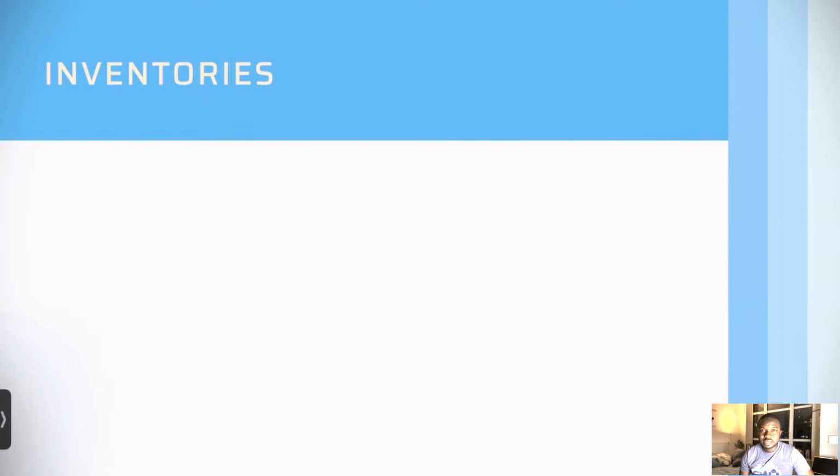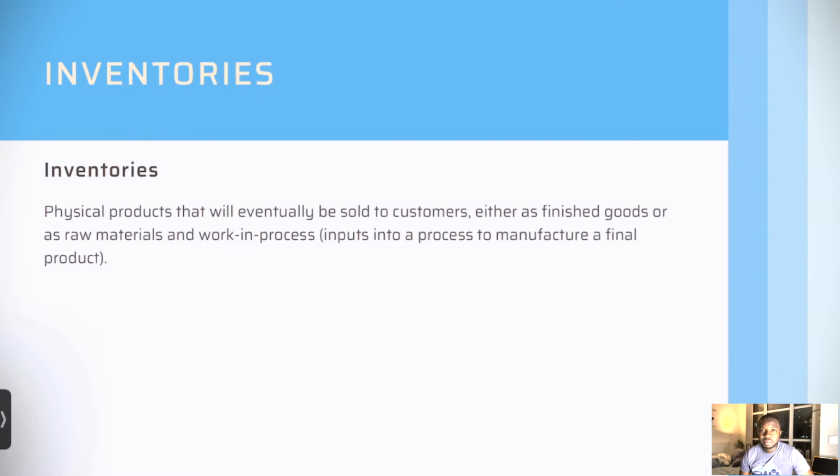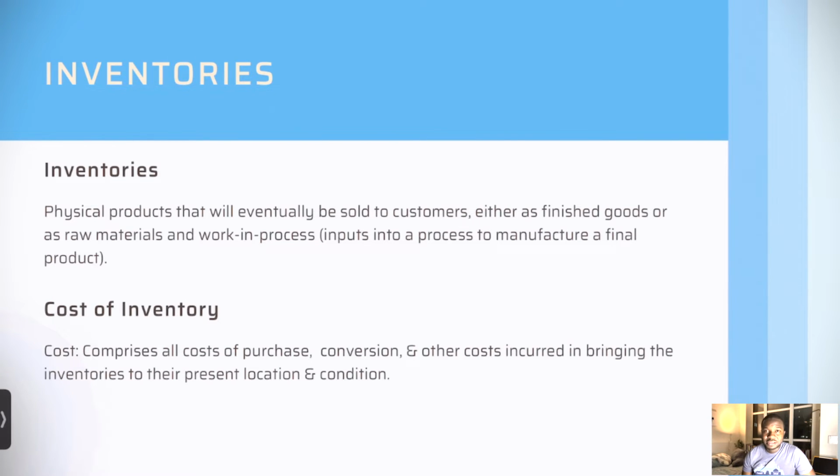Next is inventories, and these are physical products that would be eventually sold to customers as either raw materials, work in progress, or finished goods. The cost of inventory comprises cost of purchase, conversion, and all other costs that were incurred in bringing the inventory to its present location and condition.